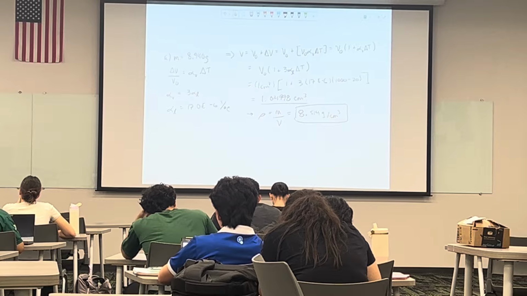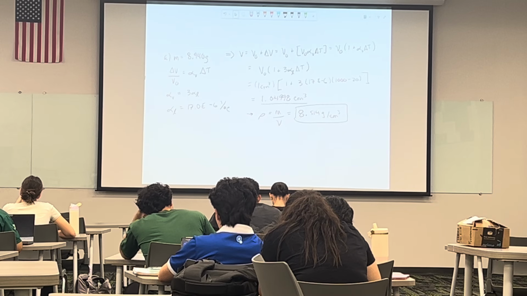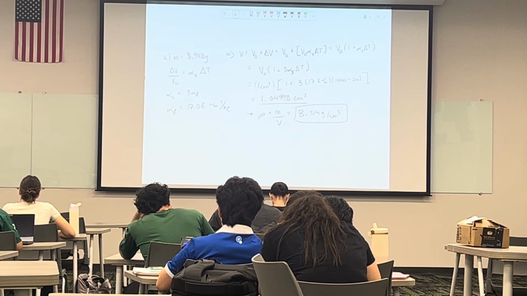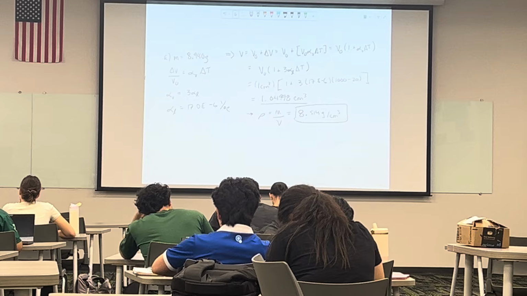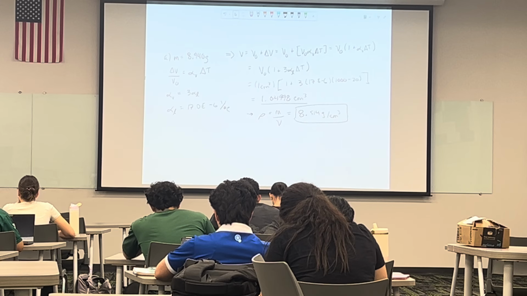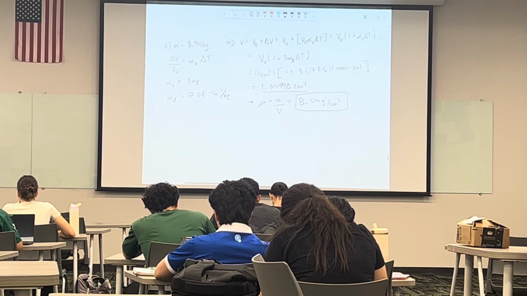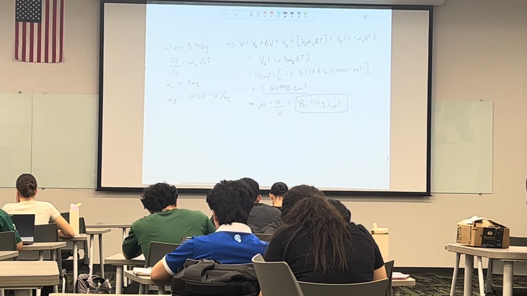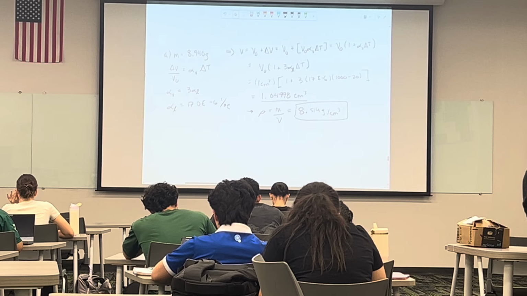So for part B, they want us to compute the density at 1,000 degrees Celsius, taking into consideration the creation of vacancies, which will further lower the density. And this should ring a bell because we learned about vacancies way earlier this year. So I'll go ahead and write that out.